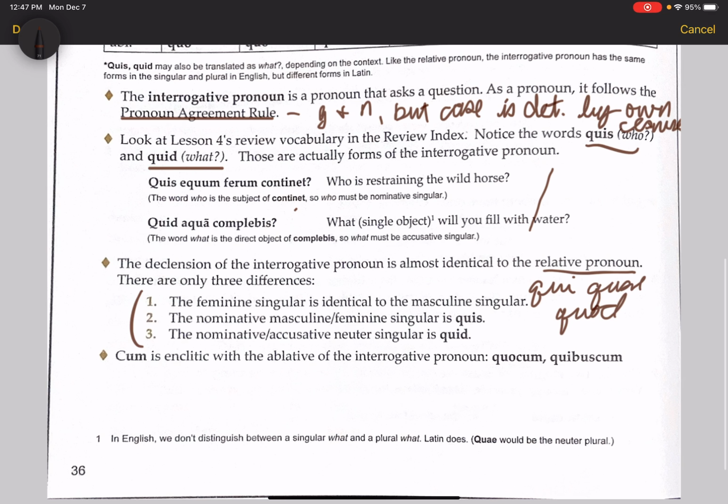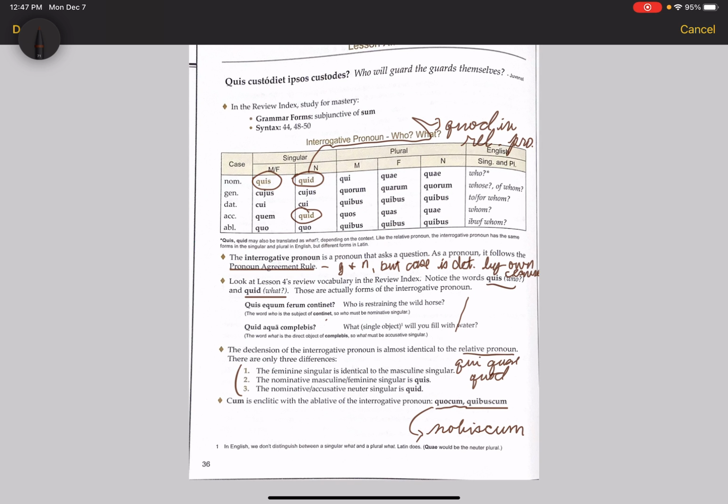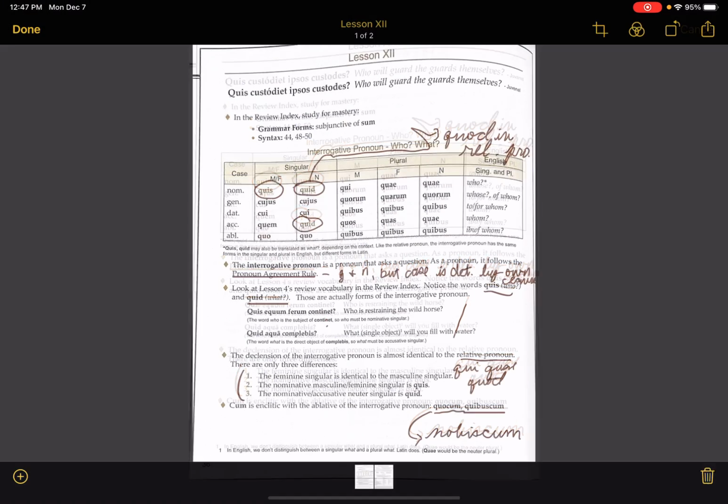Finally, on this page, cum is enclitic with the ablative of the interrogative pronoun. So we can say quo cum means with whom, and quibus cum, with whom in the plural. Now, we've seen that before. We see that with other pronouns like nobis cum means with us. Often the cum is an enclitic with pronouns, not just the interrogative pronoun like we see here. Okay, let's go to the next page.